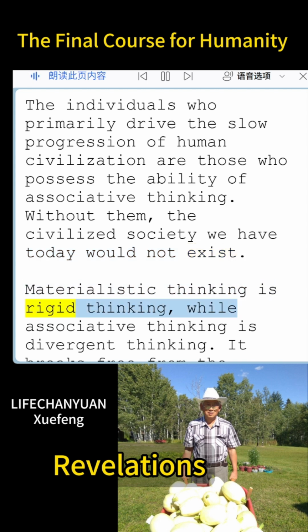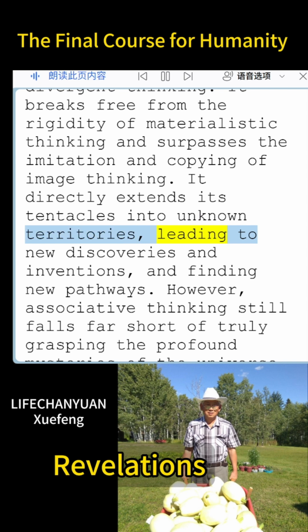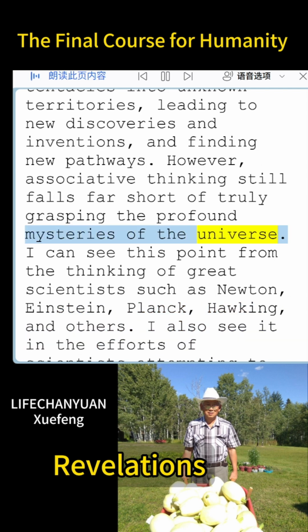Materialistic thinking is rigid thinking, while associative thinking is divergent thinking. It breaks free from the rigidity of materialistic thinking and surpasses the imitation and copying of image thinking. It directly extends its tentacles into unknown territories, leading to new discoveries and inventions, and finding new pathways. However, associative thinking still falls far short of truly grasping the profound mysteries of the universe.